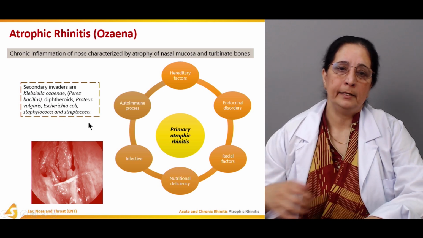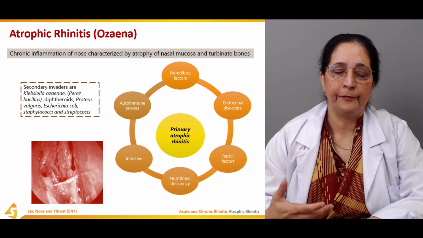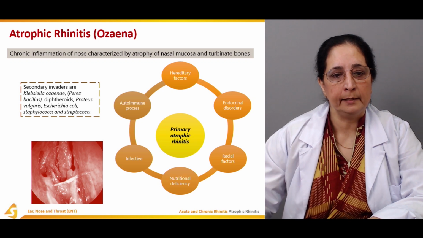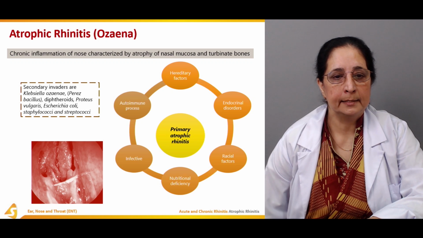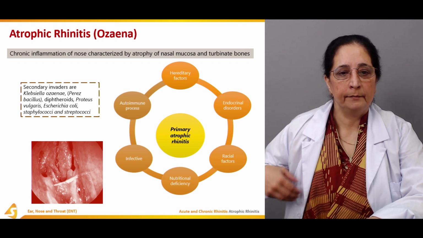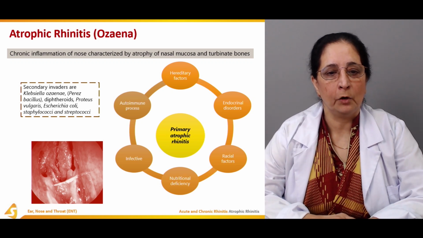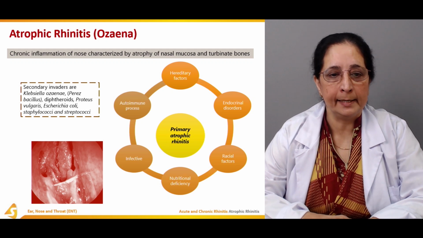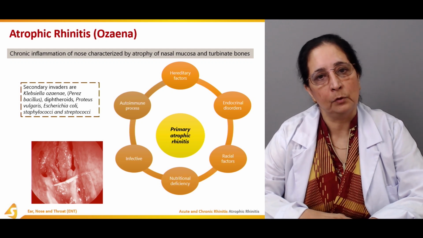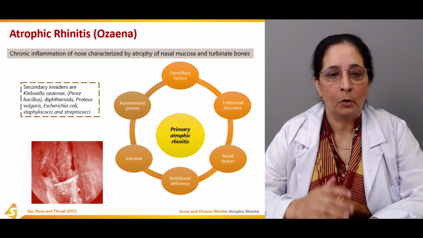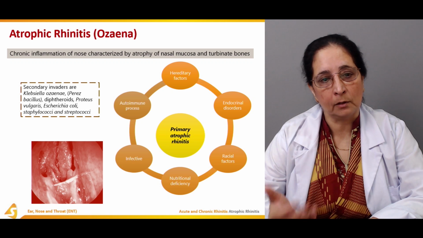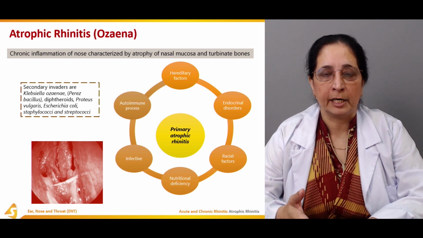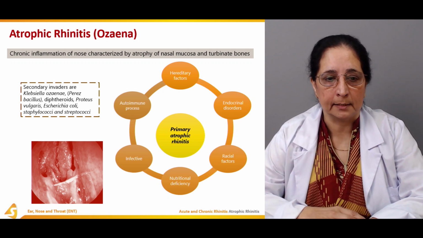Secondary invaders. If there is secondary atrophic rhinitis, usually the secondary invaders are Klebsiella ozaenae, then we have diphtheroids, Proteus vulgaris, E. coli, staphylococci, and streptococci. All these are the bacteria that can cause secondary infection.